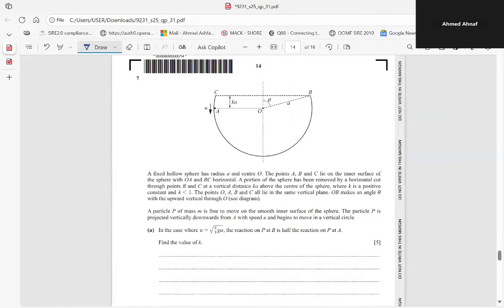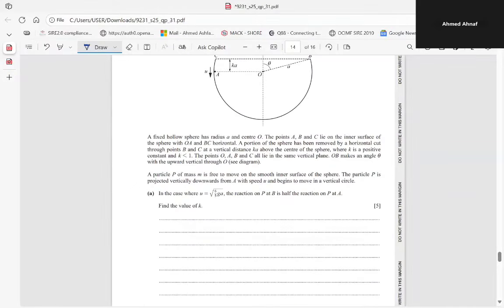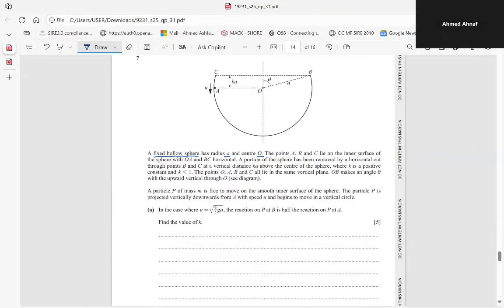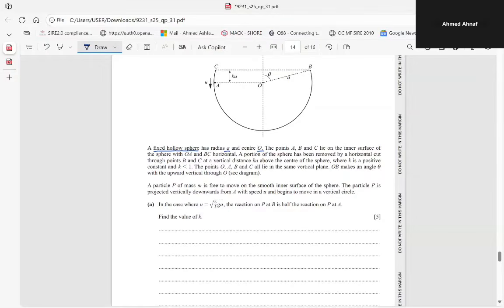Okay, so for this question, we're told that a fixed hollow sphere has radius a and center O. The points A, B, C lie on the inner surface of the sphere with OA and BC horizontal. You can see they gave all this information in the diagram as well. A portion of the sphere has been removed by a horizontal cut through points B and C at a vertical distance ka above the center of the sphere. So this is where it has been cut through.